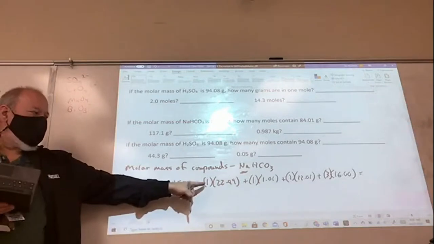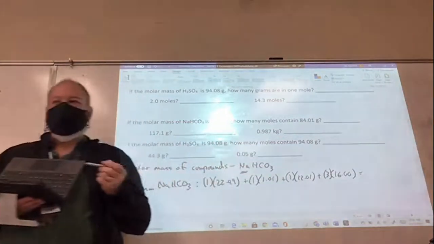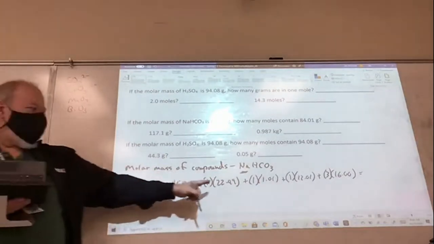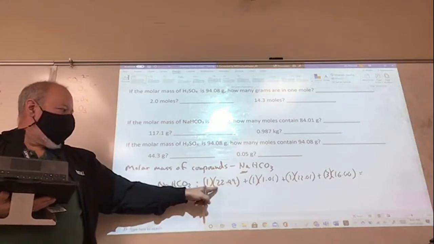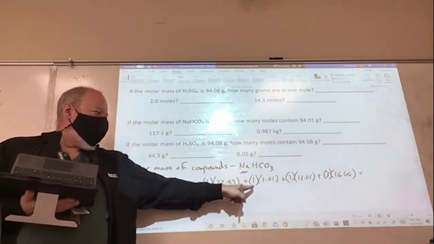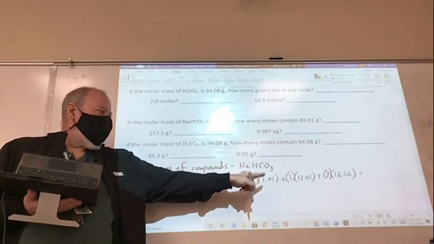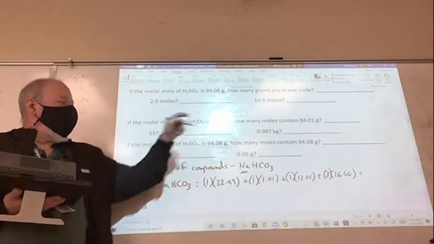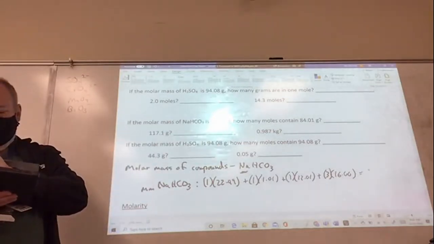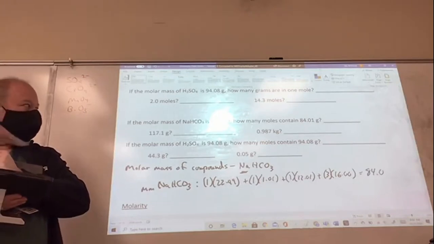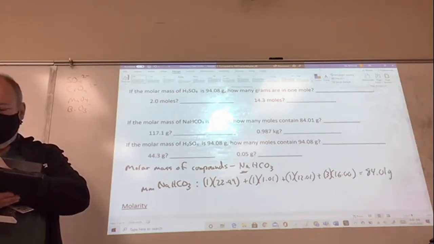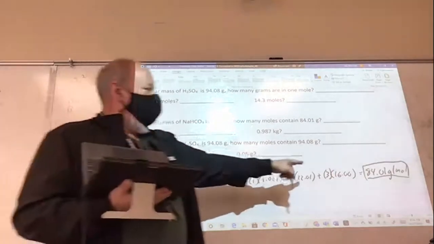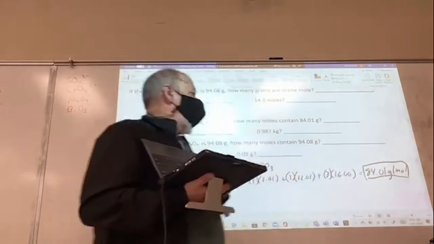This will be the only time I will allow you not to use units, because it becomes way too obnoxious to add the grams per mole in there. So 1 times 22.99 plus 1.01 plus 1 times 12.01 plus 3 times 16. And if you look up here, that's already calculated out to be 84.01 grams per mole. I'm always going to expect you to use units, though, in a final answer.